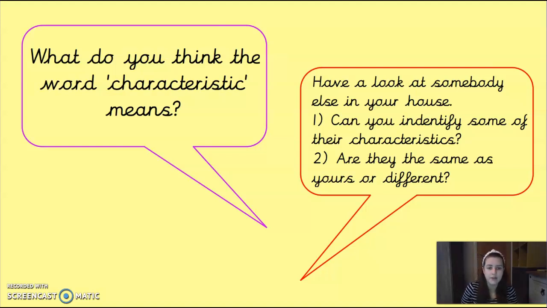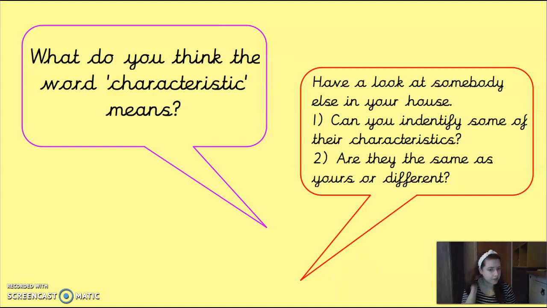So what I want you to do is have a look at somebody else in your house. It might be one of your parents. It might be one of your siblings, just anyone else that is currently in your house. What I want you to have a think about is, can you identify some of their characteristics? So what colour eyes do they have? What colour hair do they have? Do they have freckles? Things like that. And is there anything that is the same or different to you? So do you have the same colour hair? Do you have the same colour eyes? Okay, so pause the video and then go and find somebody and just compare yourselves.